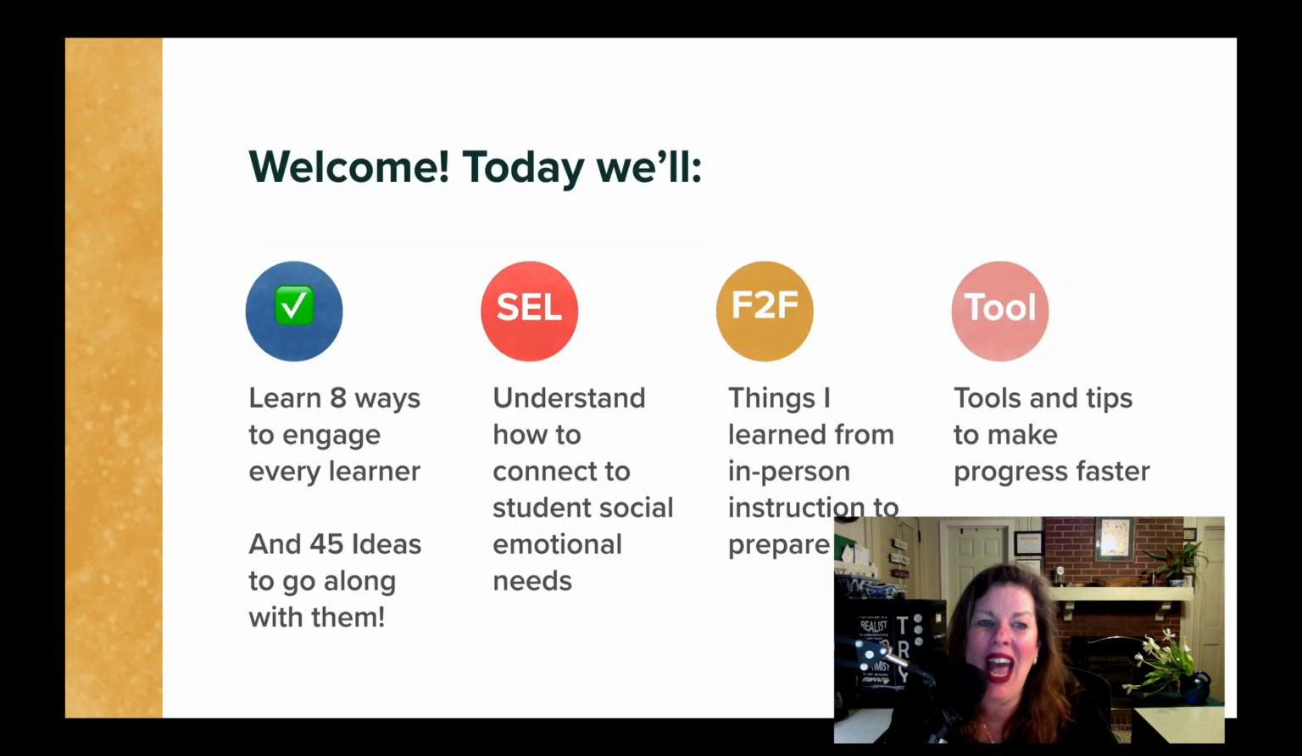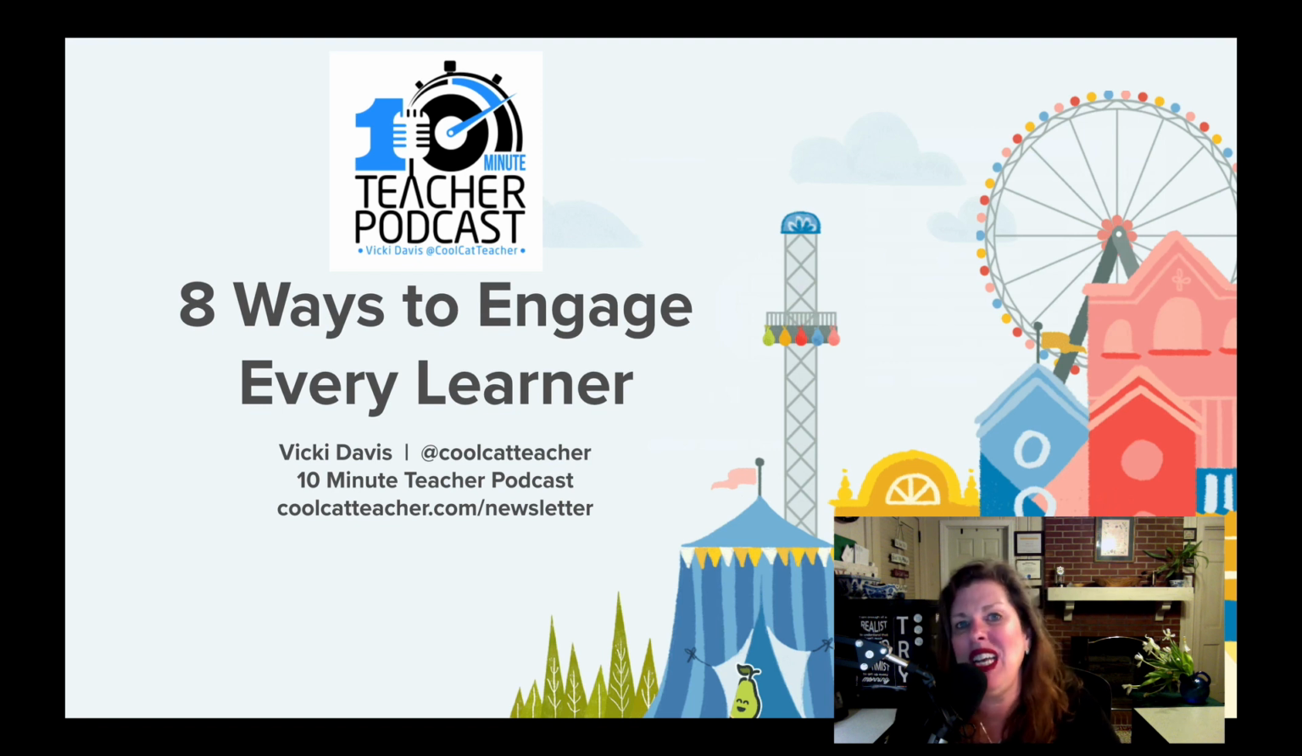So I hope that we have accomplished all the things that I said we would accomplish. We have talked about 8 ways or concepts that can engage every learner if we will adopt and use them. We've given you 45 ideas. We've talked about social emotional learning and how important it is. We've mentioned that face-to-face as well as blended learning is important, and given you some tools and tips to make progress faster. So I hope this has been very helpful for you.